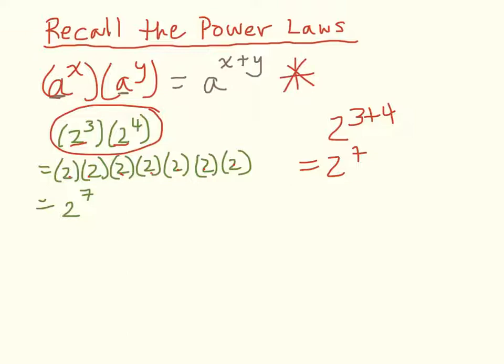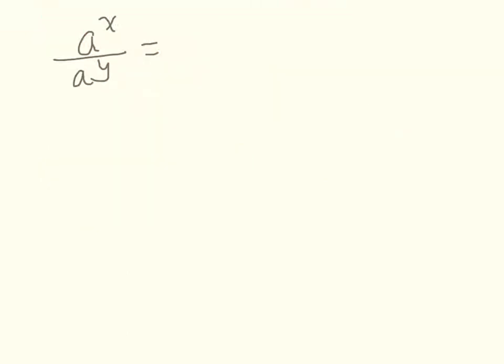Let's move on to the law for division of powers now. Here are 2 powers written in general form using variables, a to the x divided by a to the y. When we multiply 2 powers with the same base, we added exponents. When we divide 2 powers with the same base, we would subtract the exponents. So the general form of that would be a to the x minus y.